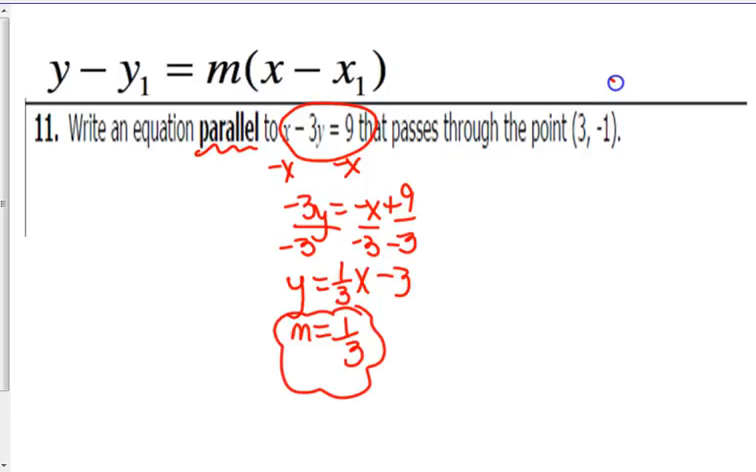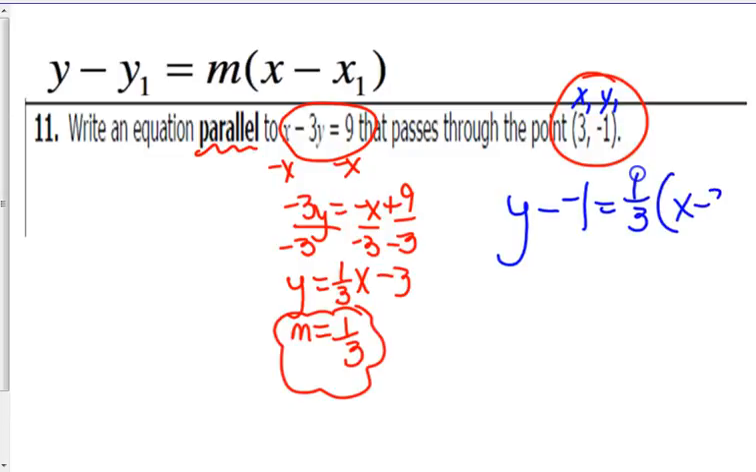All right. Now we got to use this point over here. Our x and our y. So it's going to be y minus -1 equals 1/3 x minus this x value, which was 3. Okay, 1/3 times 1 x is 1/3 x, but what's 1/3 of -3?